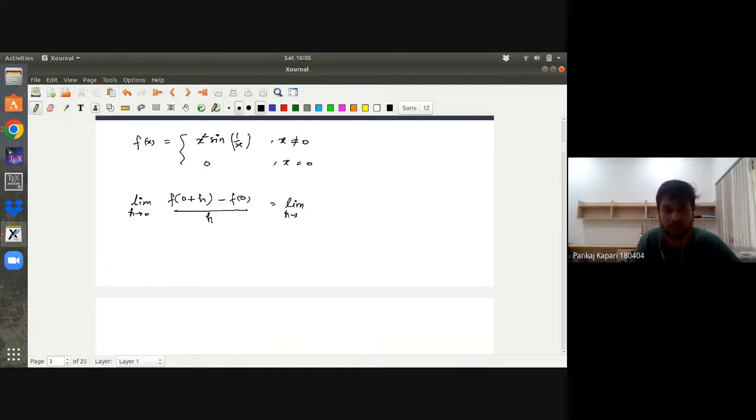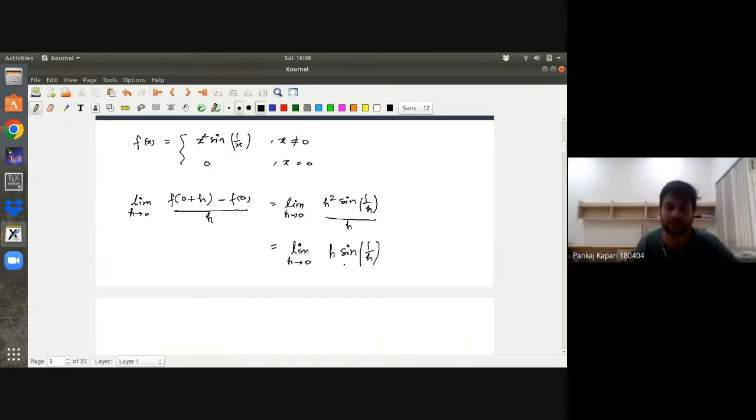Now because f of 0 is 0, this limit is equal to the limit of f of h divided by h. So what is f of h? It is h square sine of 1 by h, divided by h. This is equal to the limit as h goes to 0. Cancel h from both numerator and denominator. We have h times sine of 1 by h.